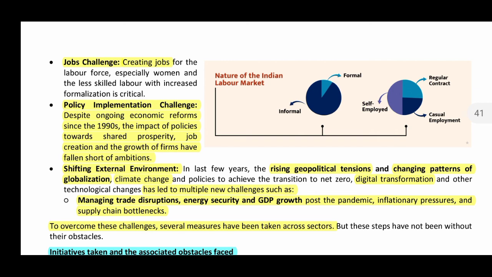The next point is the shifting external environment. Geopolitical tensions are rising in a large amount, like the Russia Ukraine war, and the pattern of globalization is also changing. Climate change is also there. The global temperature is increasing, and there are a lot of problems which we face due to climate change. And digital transformation, these have led to multiple challenges. So what problems do geopolitical tensions create?